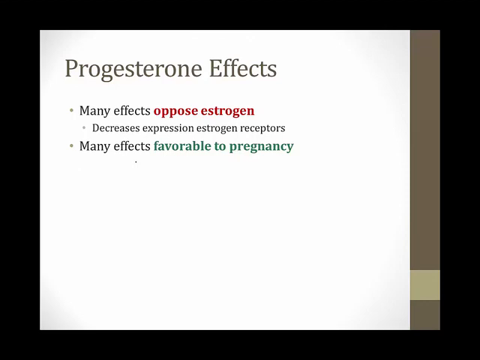We'll talk about the specific effects of the progesterone hormone on cells and tissues in a minute, but one easy way to remember what progesterone does is to recognize that many of its effects oppose estrogens. In fact, progesterone has been shown to decrease the expression of estrogen receptors in many different cell types. Another way to remember the effects of progesterone is to recognize that many of the effects are favorable to pregnancy, and that's why progesterone levels get very high in pregnancy.